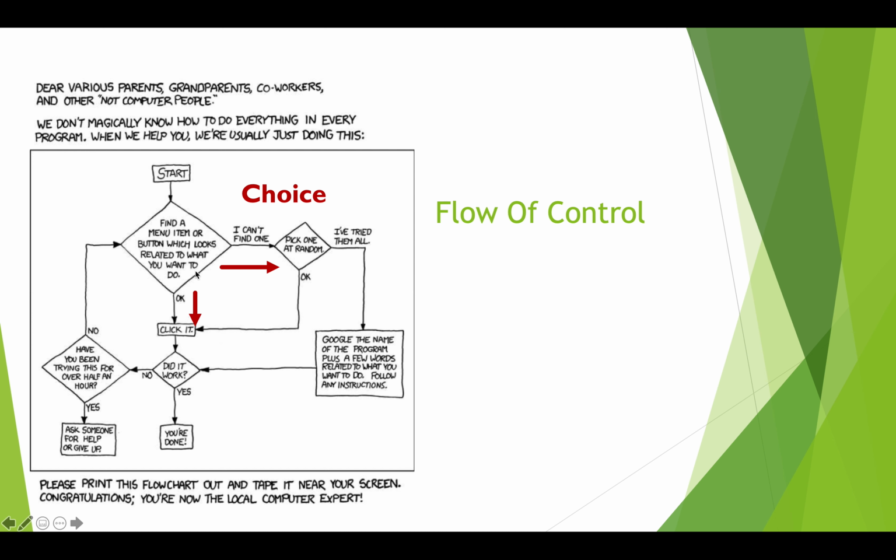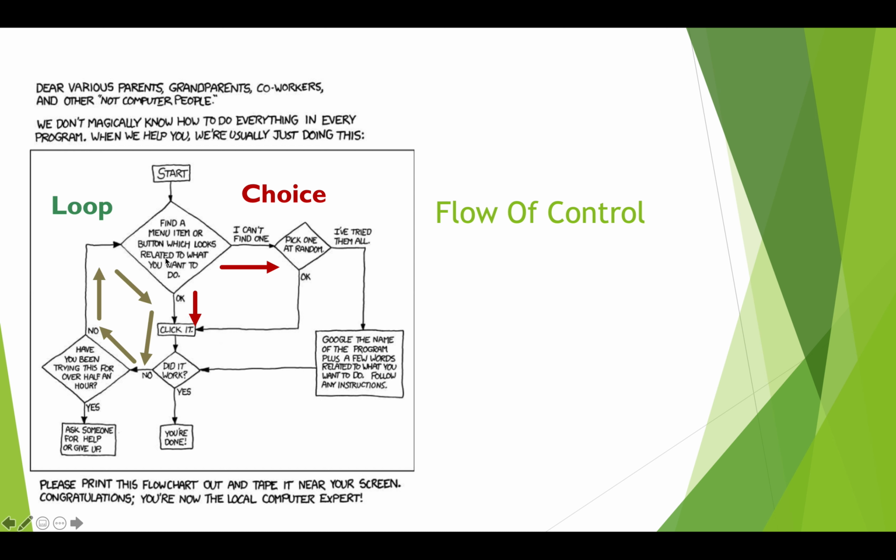Try to find a menu item that looks related to what you want to do. If you can find one, then great, click it. If you can't find one, then pick one at random and then click it. So this if is depicting the idea of a choice here. And so you know how to do that with if statements.